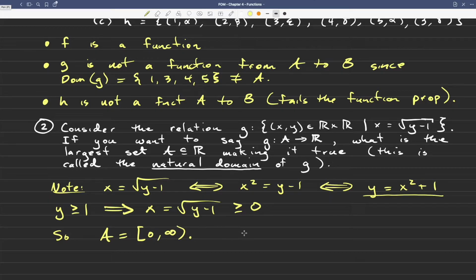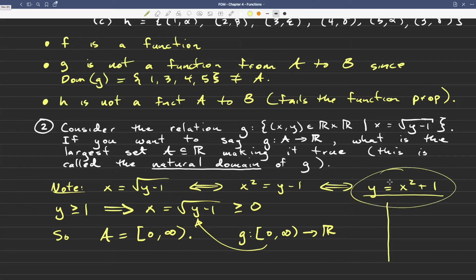So if we write g from [0, infinity) to the reals, [0, infinity) would be the domain of that function because the x values have to be non-negative by this equation here. And so if you think about the graph of this, you're not getting the full parabola defined by this equation. You're only getting the ones for the x values where it's positive. So you'll get the right-hand half of that parabola.